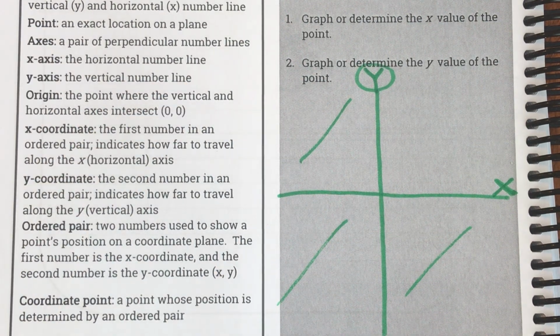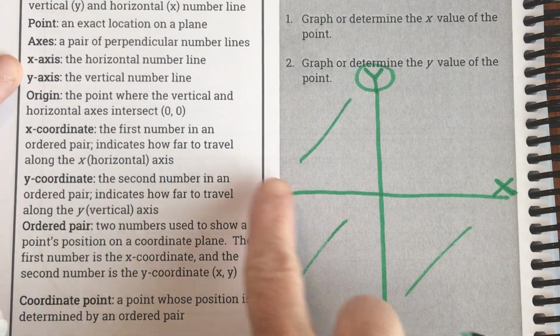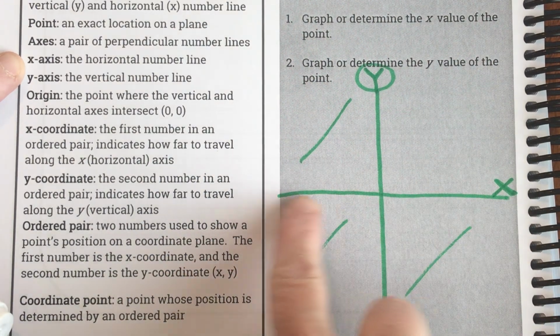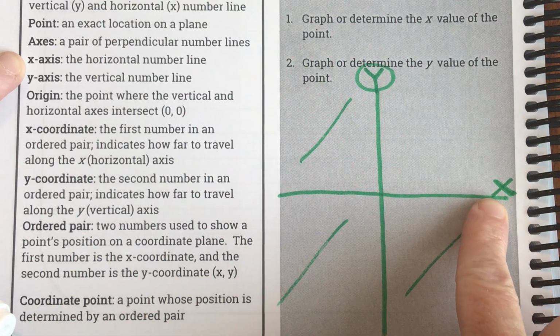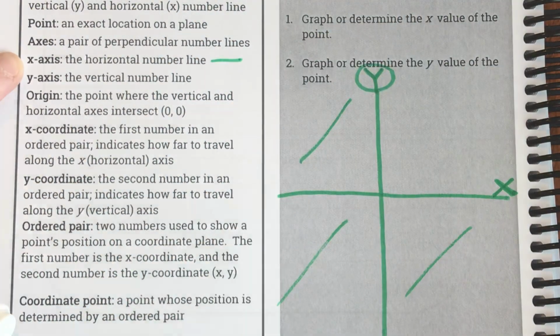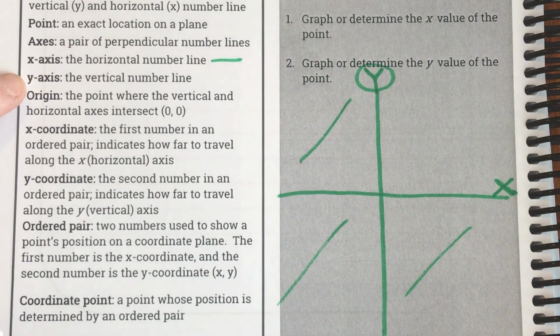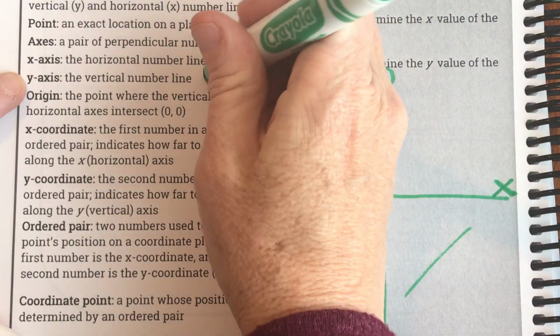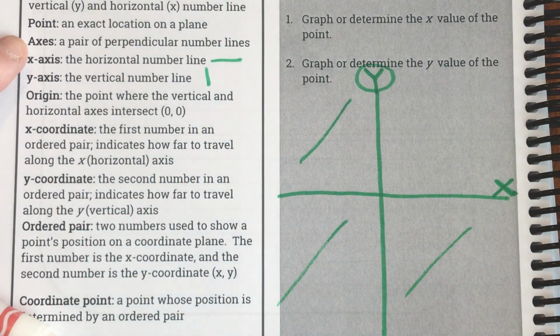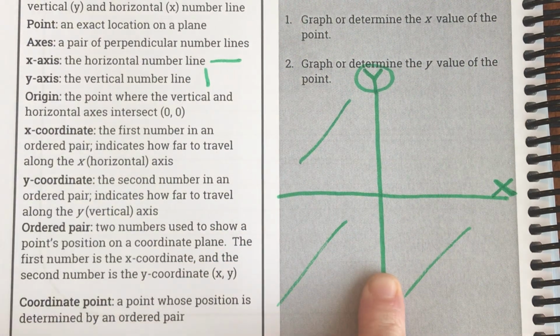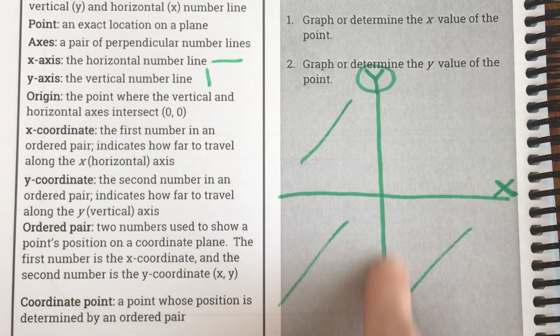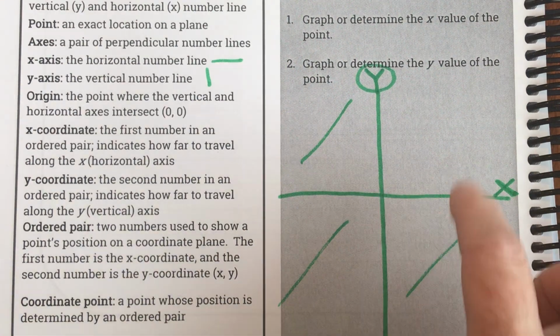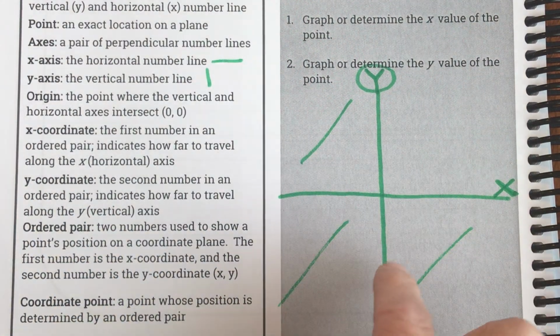Okay, the next part says a point. It's an exact location on the plane. So that would just be a point somewhere on here. Okay, this is called our x-axis. It's our horizontal number line. So horizontal looks like that. Our next one said, what is our y-axis? Well, this is our y-axis. And I realize I just skipped a word. Sorry, axes. Axes is just when we say them plural. So they're called axes together, and if you notice, they're perpendicular because this is creating a 90-degree angle.